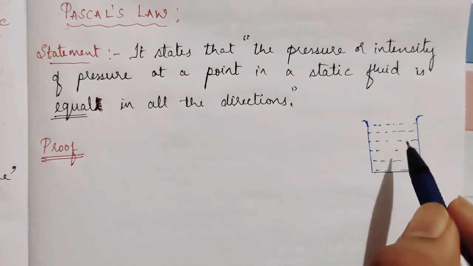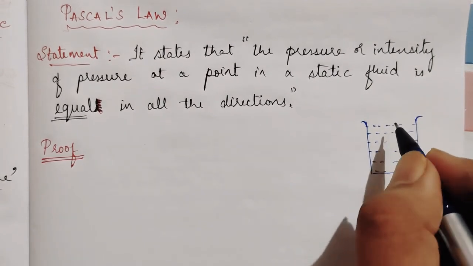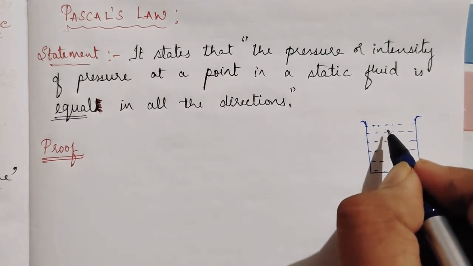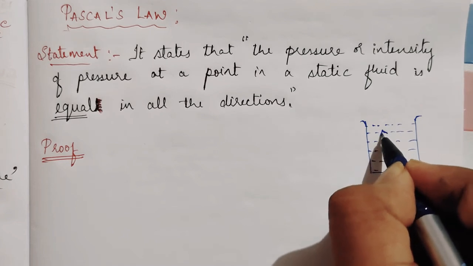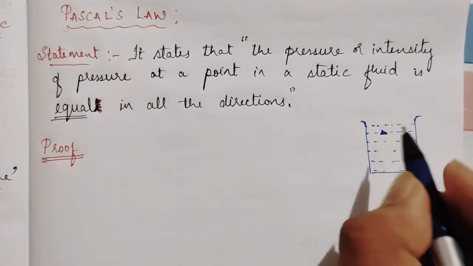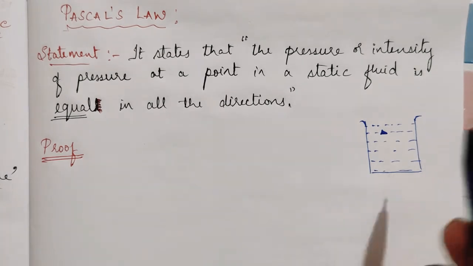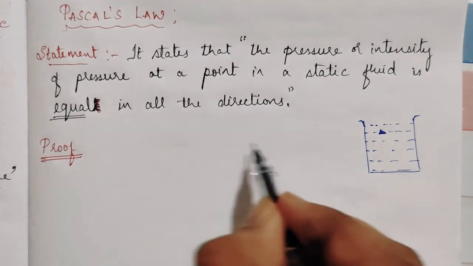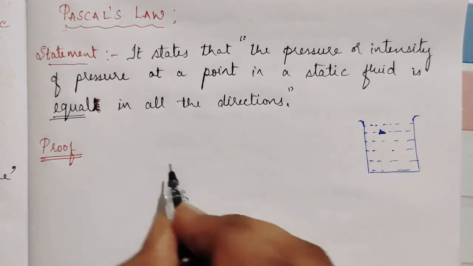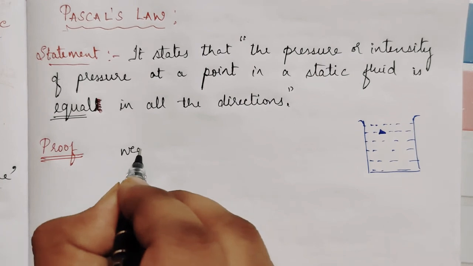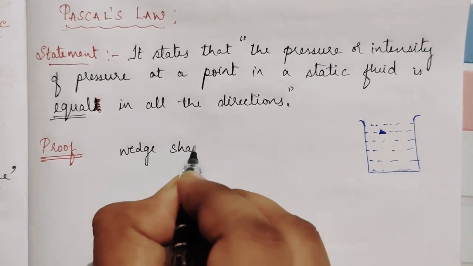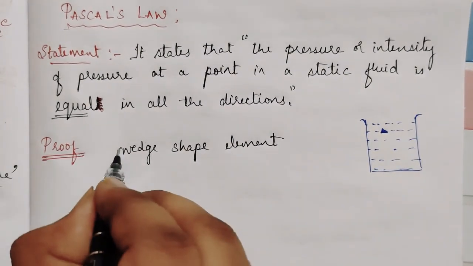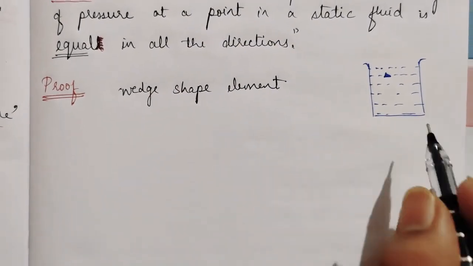So in this system of liquid, I'll take a small arbitrary fluid element of wedge shape. I'll enlarge this element here. If I enlarge it, this is the triangular shape. Why wedge shape? I'll tell you.